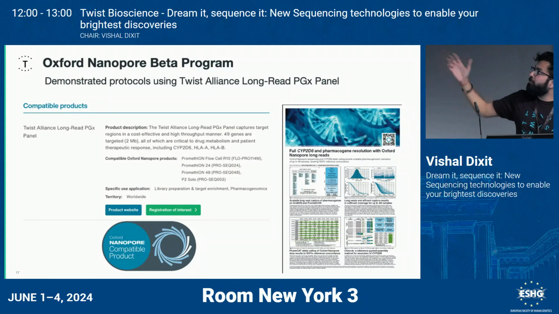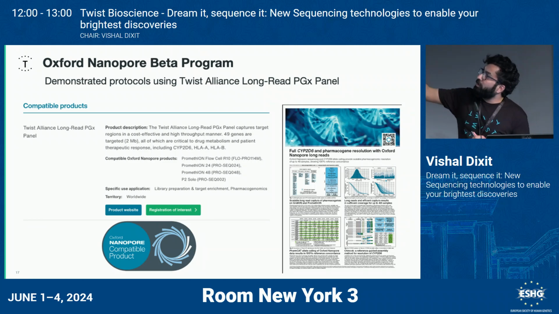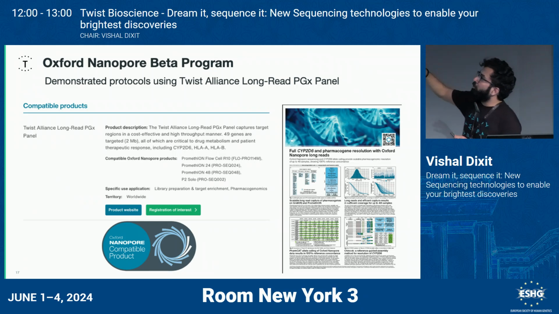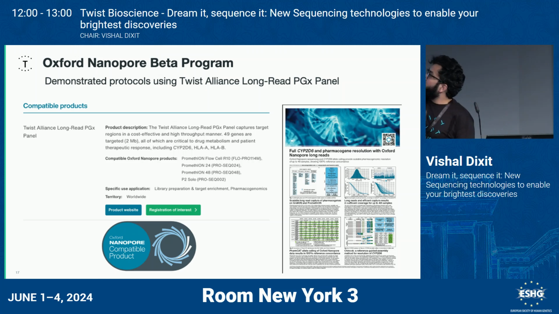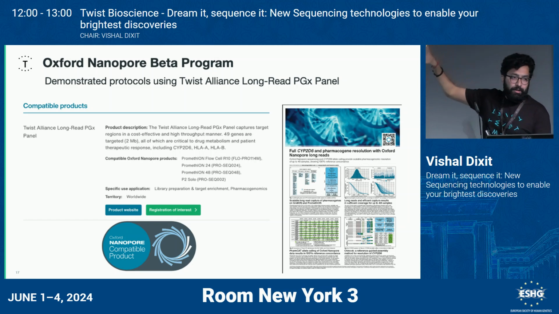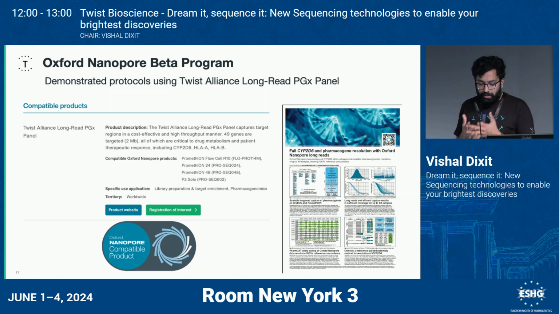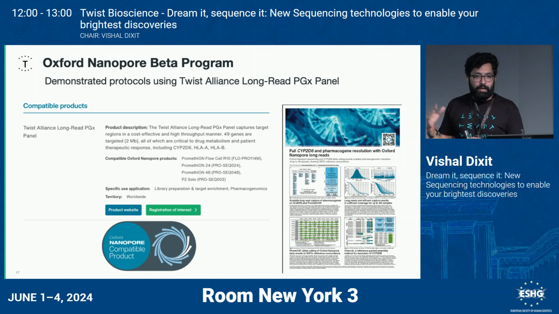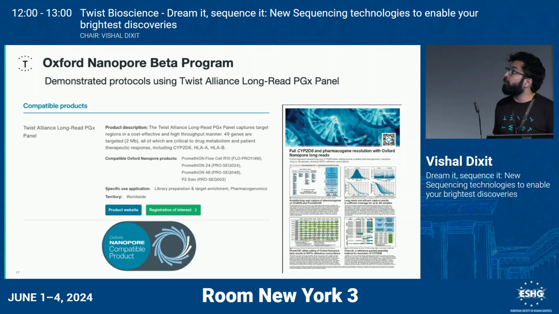So this is just one example. Recently at London Calling, we launched together with Oxford Nanopore a beta program where you can use our Twist Alliance long-read PGX panel on PromethION and GridION. And we also provide a demultiplexing script from ONT. So again, this is the beta program for the PGX panel, but it doesn't end here. You can design any long-read panel, for example, HLA panel, SMN1, SMN2 panel for long-read, and it can work very effectively on Oxford Nanopore. So again, if you have any question regarding long-read, you can visit our booth.